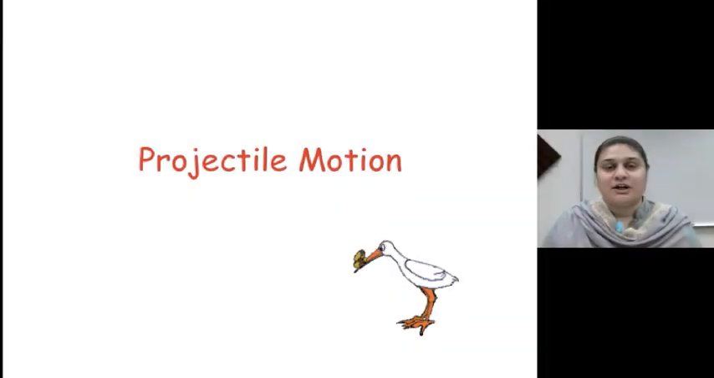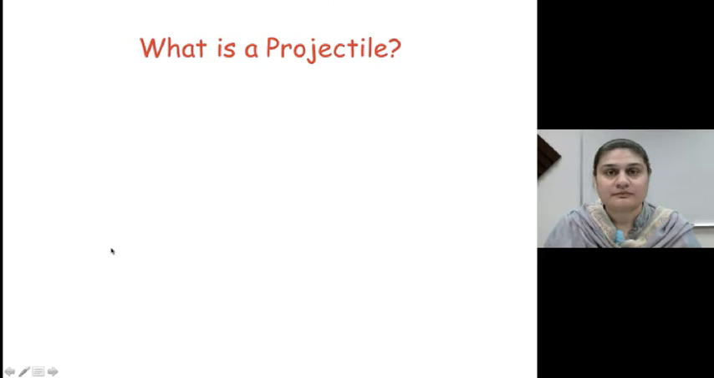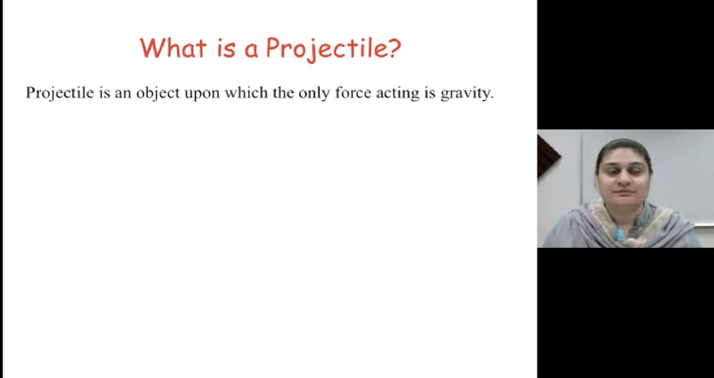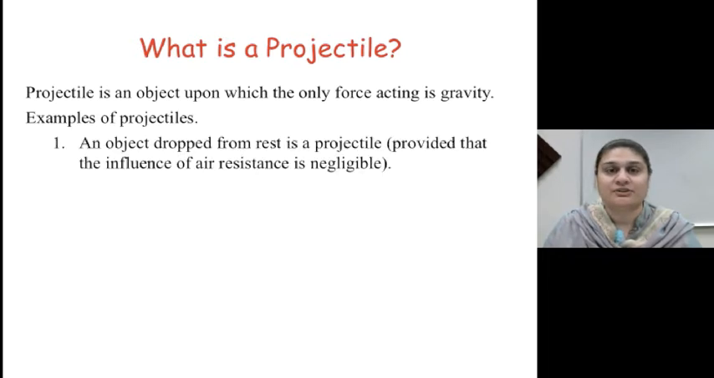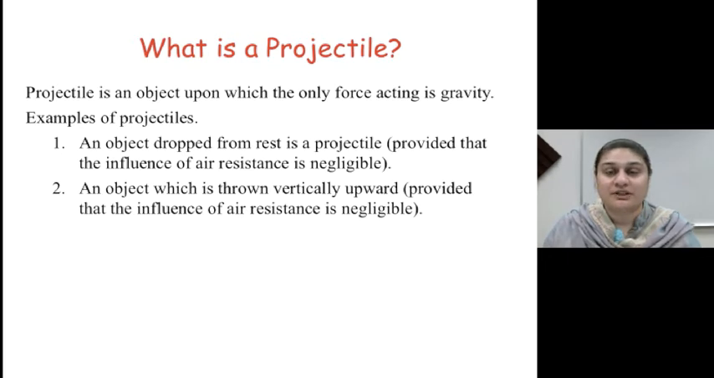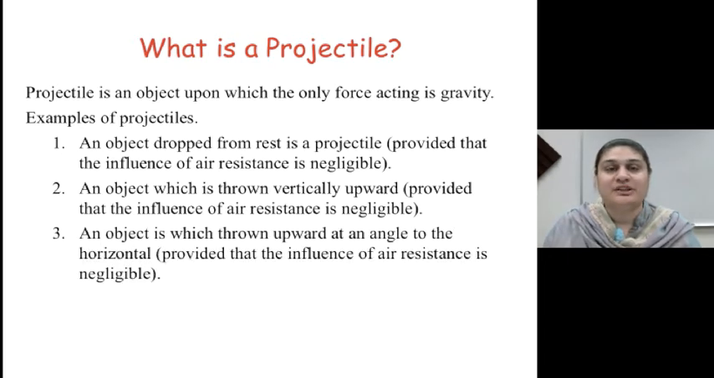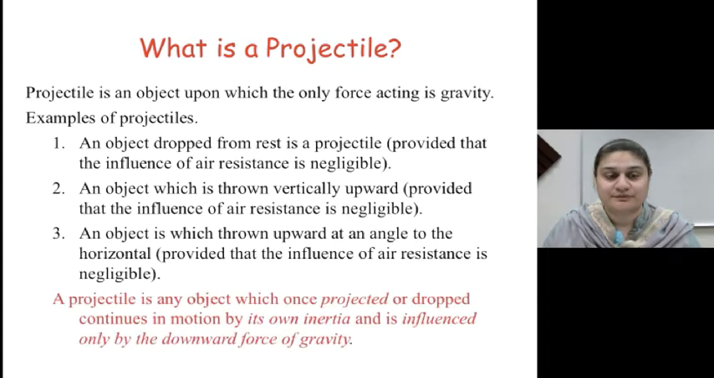So now let's start talking about projectile motion. What is a projectile? A projectile is an object upon which the only force that acts is gravity. Examples of projectiles include an object dropped from rest, an object thrown vertically upwards, an object which is thrown upwards at an angle to the horizontal.